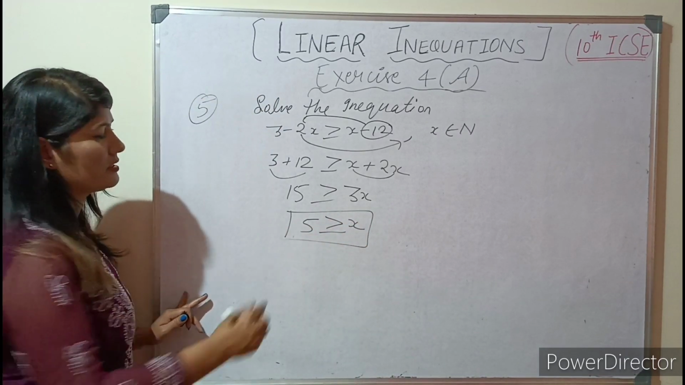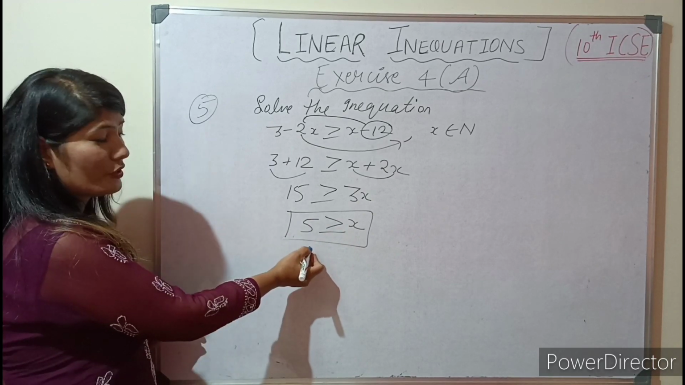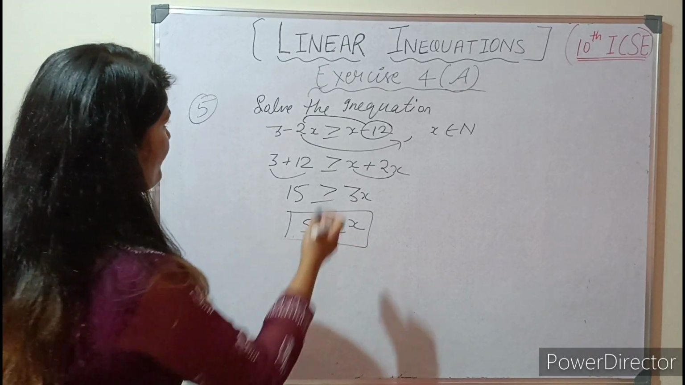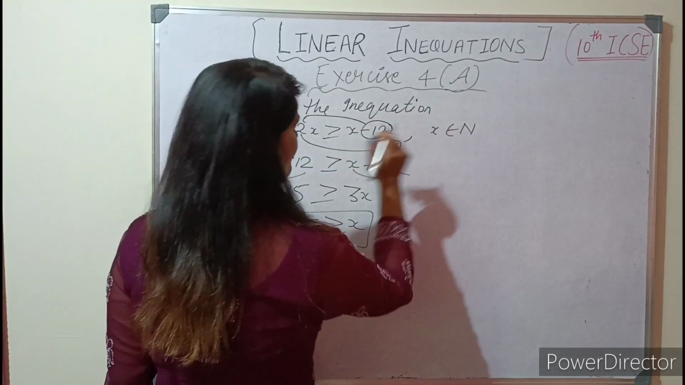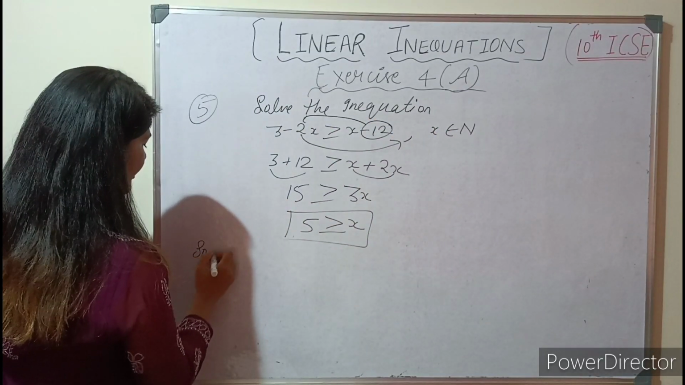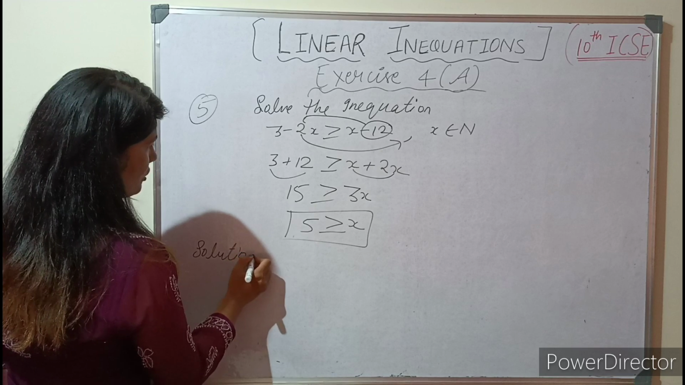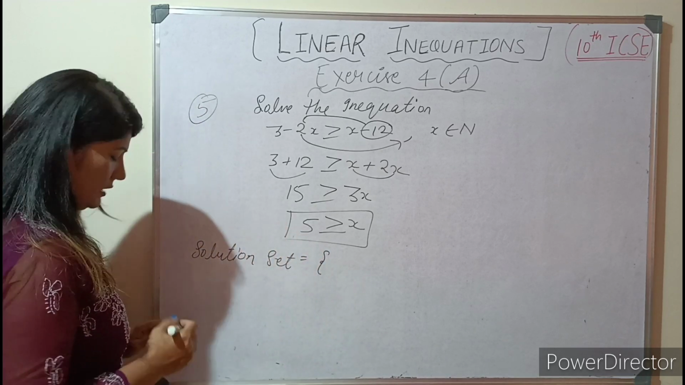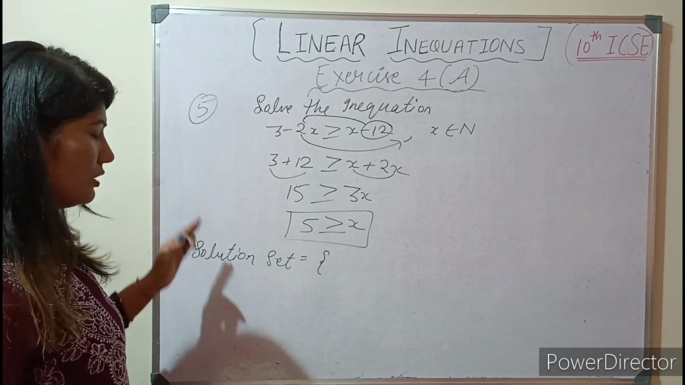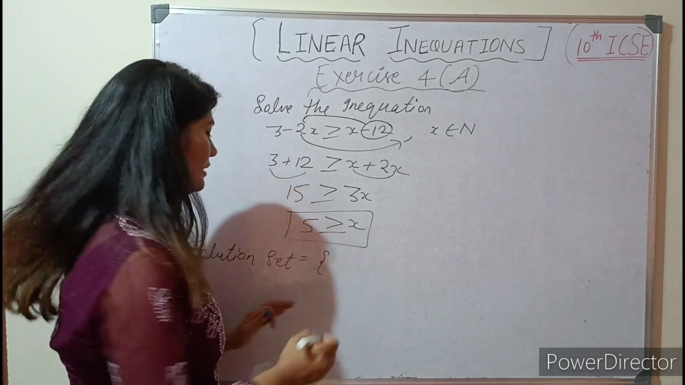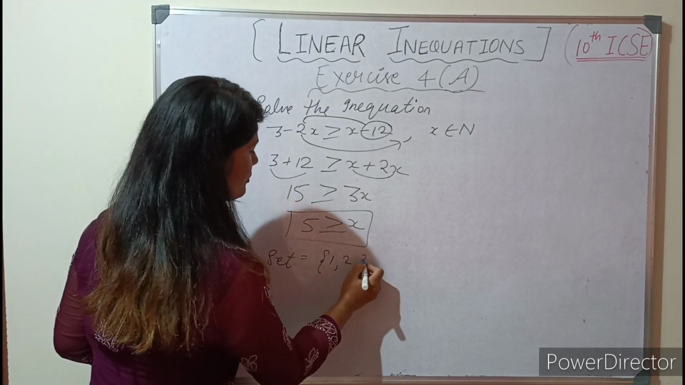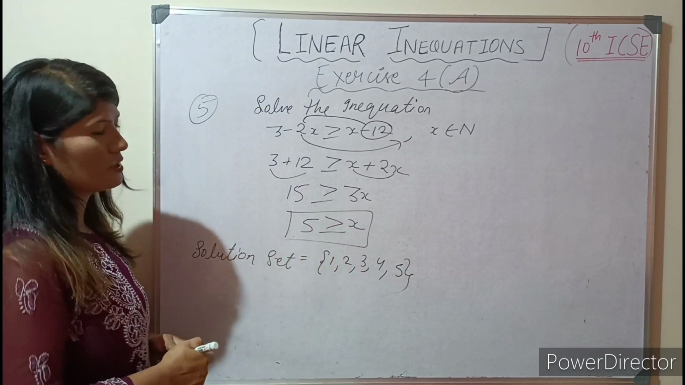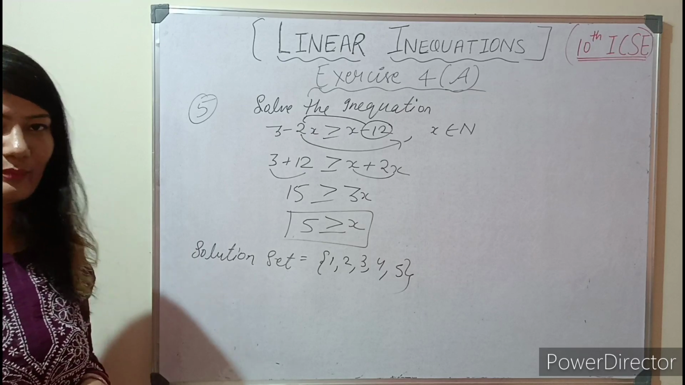You will see here the sign is towards 5. So it means the value of x is less than or equals to 5. So here x belongs to natural number. So therefore solution set is equals to, you will draw a curly bracket. So here less than 5 means you will only start from 1. Right. So 1, 2, 3, 4 and 5. This is the solution set for question number 5.